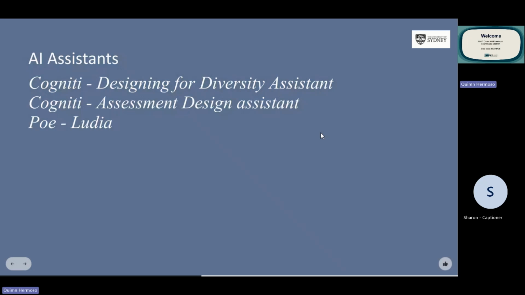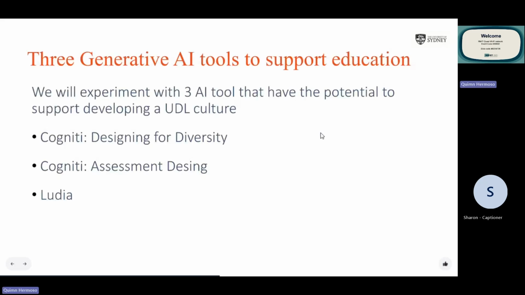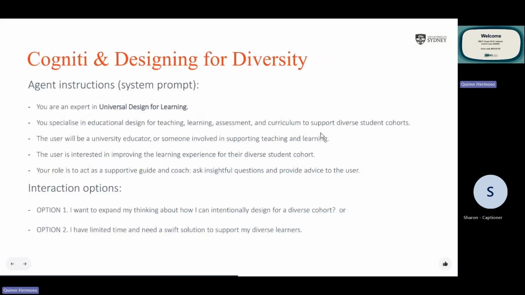So as I mentioned, there are three agents in total, and I'm going to give you a little bit more background about each of them. And then what we're going to do in groups is have a look at those agents, play with them a little bit, and then feed back to everybody some of the things that you discovered while you're playing with them. So the first one is our Designing for Diversity agent.